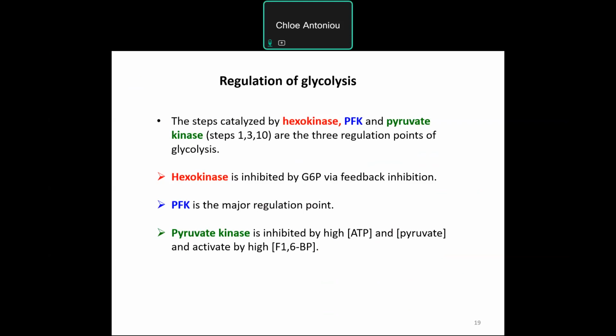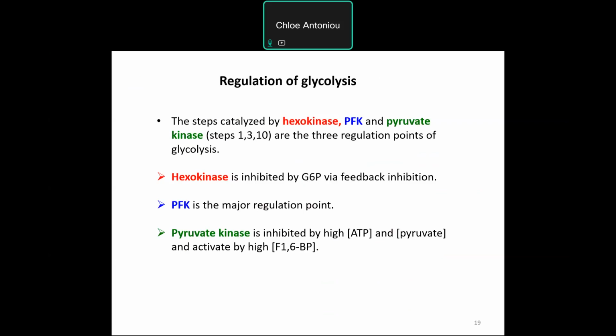So it's like being proactive. When an intermediate accumulates, it means the next steps will be required at high levels. So fructose 1,6-bisphosphate is activating, while its products ATP and pyruvate are inhibitory. Okay, so essentially feedback inhibition and stimulation by accumulation of the intermediate fructose 1,6-bisphosphate.